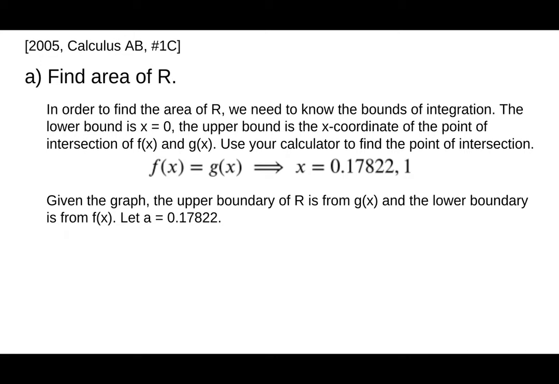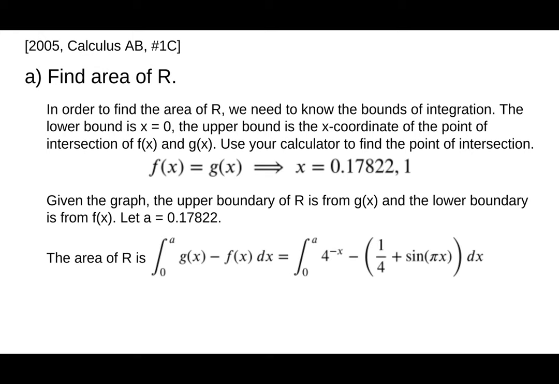So given the graph, the upper boundary of the region R comes from the graph of g of x, and the lower boundary comes from the graph of f of x. And for simplicity, let's define a to be the number 0.17822. So the area of the region R is the integral from 0 to a of g of x minus f of x dx, which is equal to the integral from 0 to a of 4 to the negative x minus 1/4 plus sine of pi x dx.